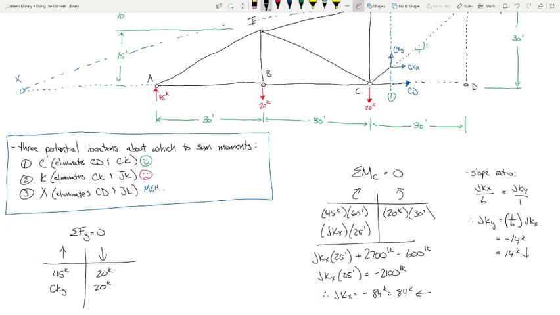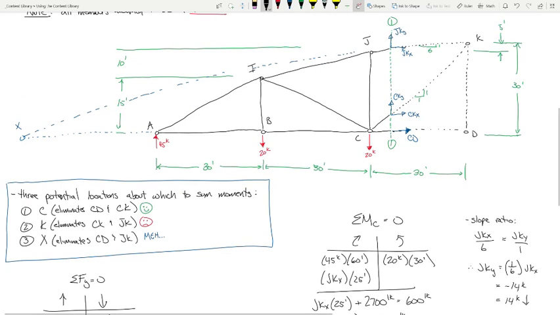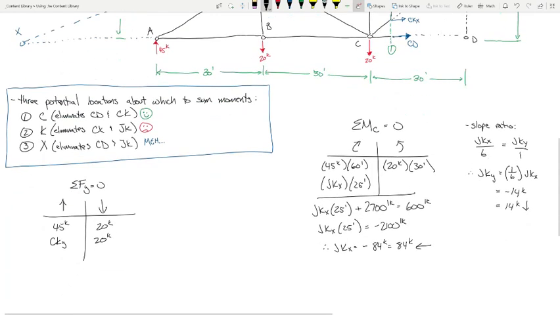JKY. Now I want to show you something, okay, just so you're aware. Here's my free body diagram. Which way do I have JKY pointing? Up, right? Now there are two ways I could do this. One way is to say JKY is negative 14 kips over here, or I could say JKY is positive 14 kips over here. Because I know JKY is 14 kips down.